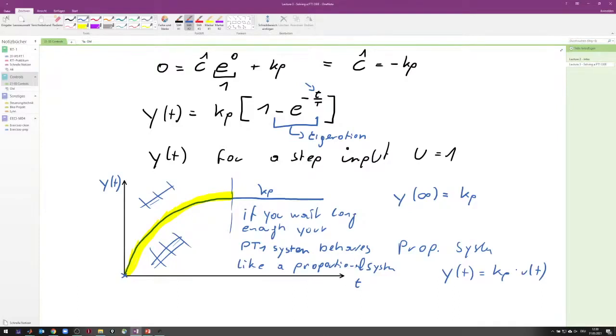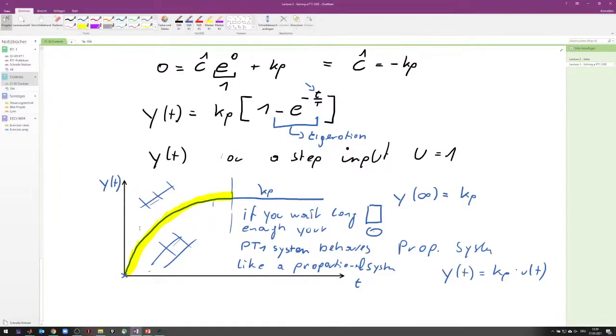And this is true for every stable PT1 system. If it's unstable, which would mean that this term here would go to infinity, then it's obviously not the case, because then it would look like this. So you can wait a very long time, it will not get to a steady state value. But again, this is a discussion for later. So this is, I think, a nice interpretation when you don't know what a PT1, a PT2 is. Just wait long enough, it will be a proportional system.